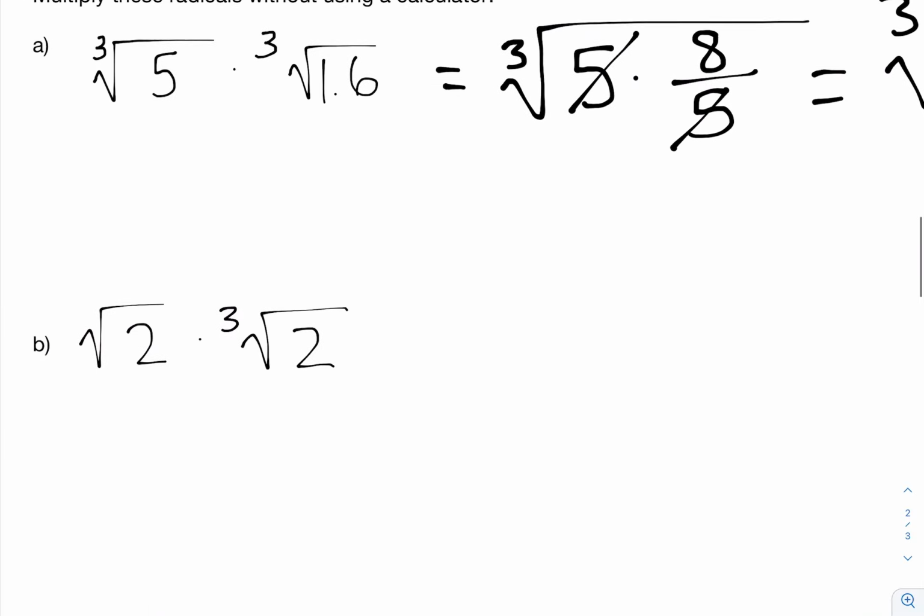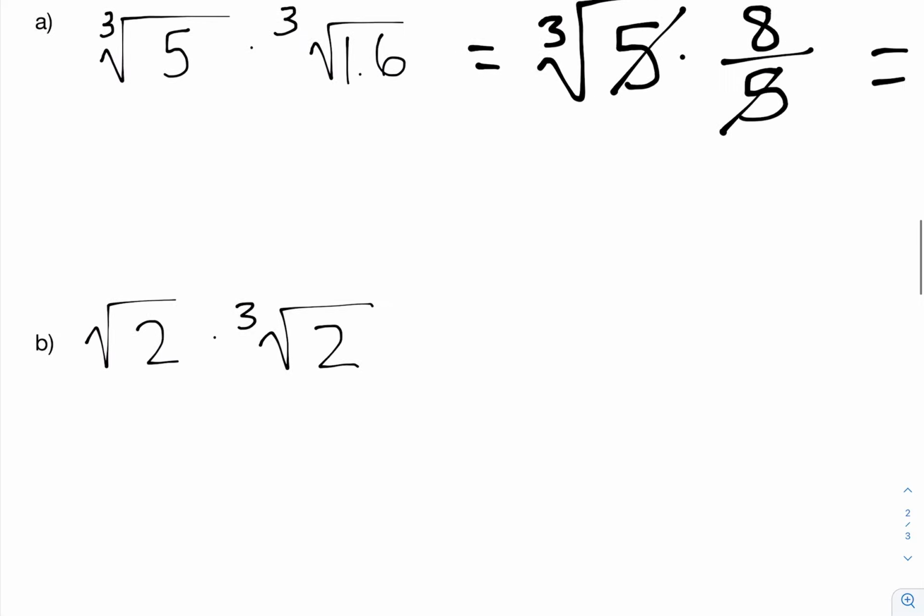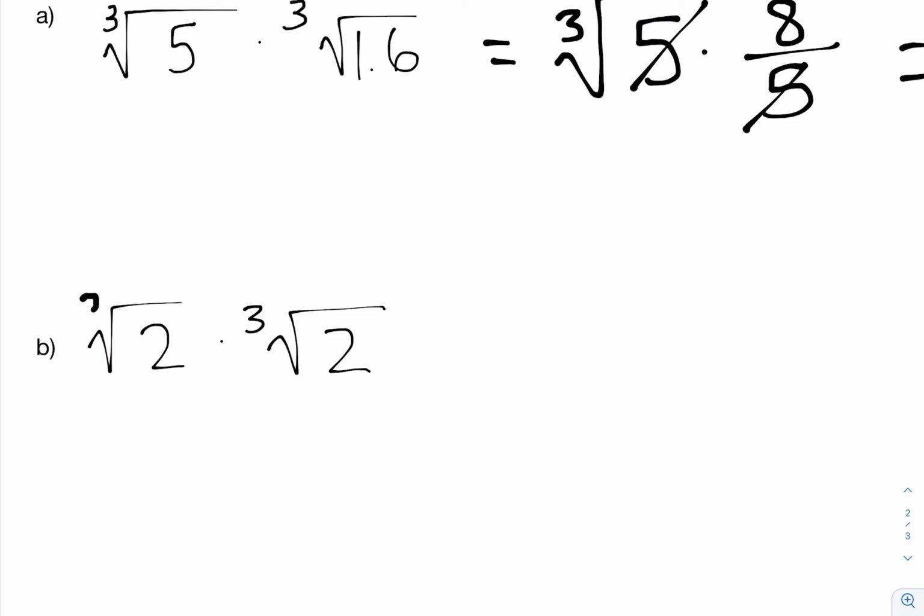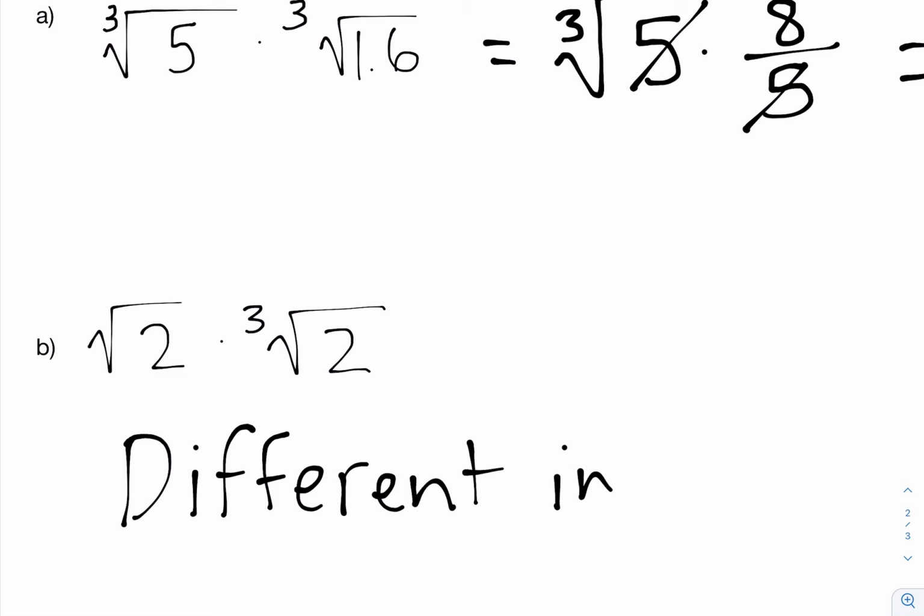Okay, I just talked about how we couldn't use this law if the indexes were different. So there's an imaginary 2 on this square root as the index. This is a square root, this is a cube root. We're not going to be able to multiply these without doing some sort of weird manipulation, so we're going to leave it as it is. Okay, so I'll just write different indexes.